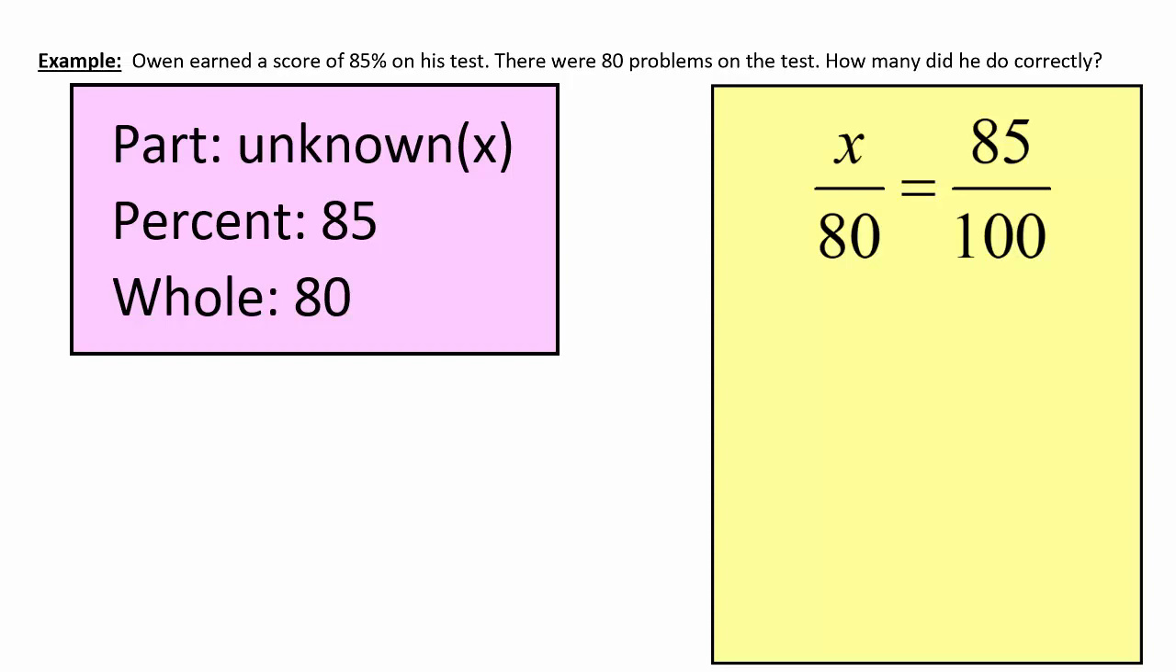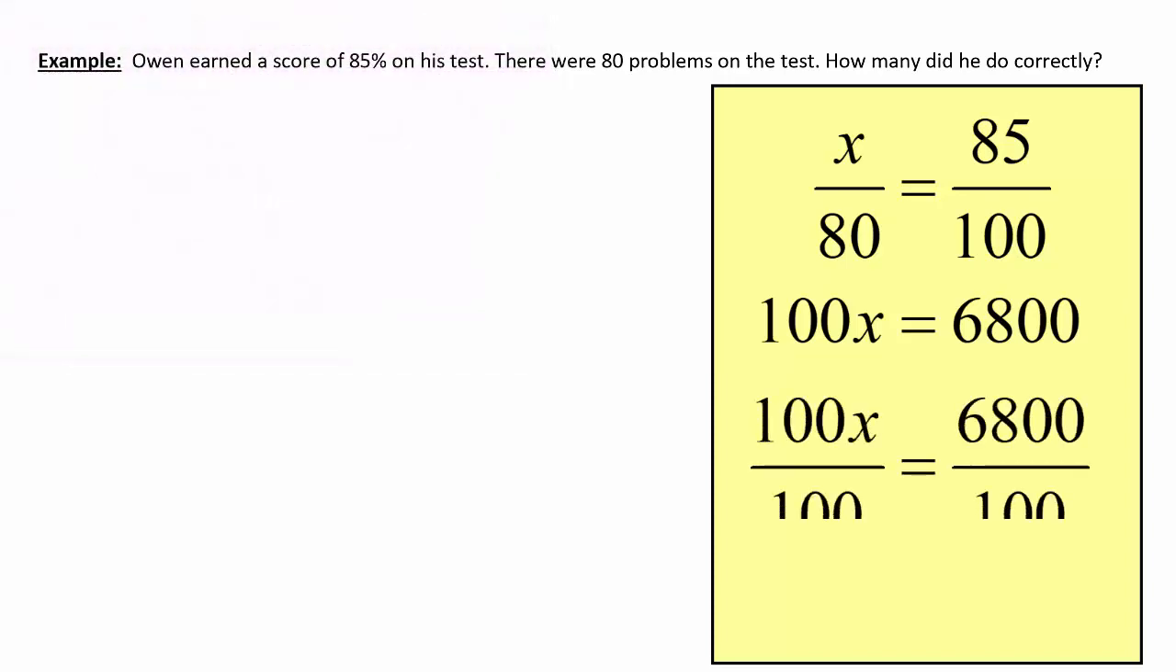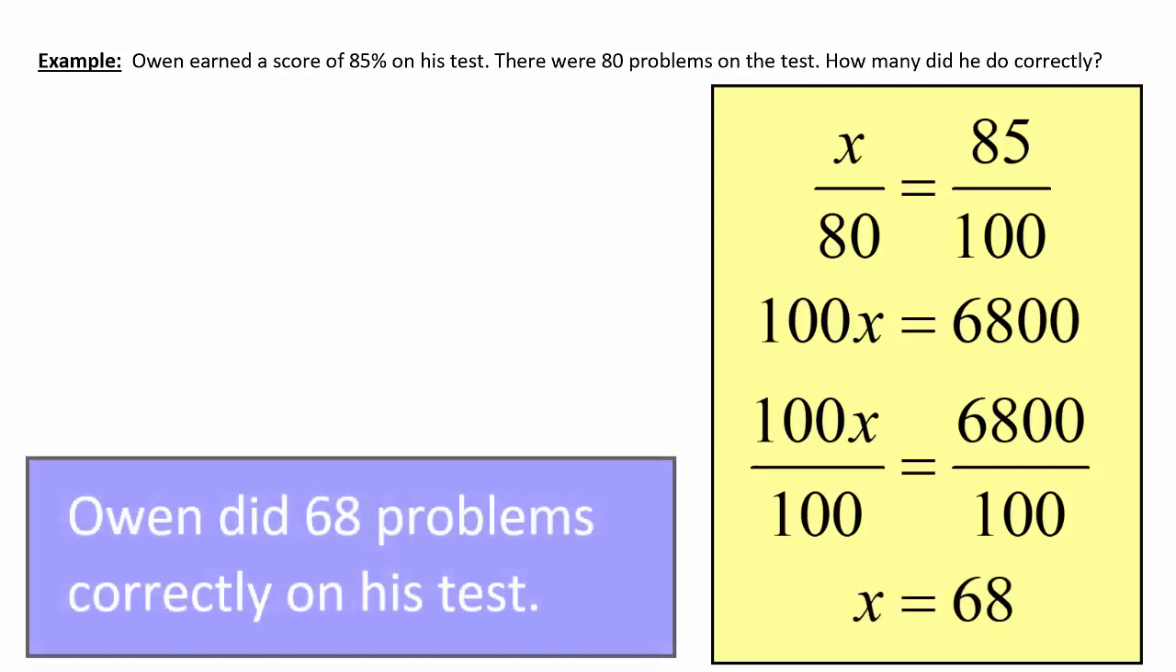Now we solve it. Cross multiply, 100x equals 6,800. Divide both sides by 100. 6,800 divided by 100 is 68. So Owen did 68 problems correctly on the test.